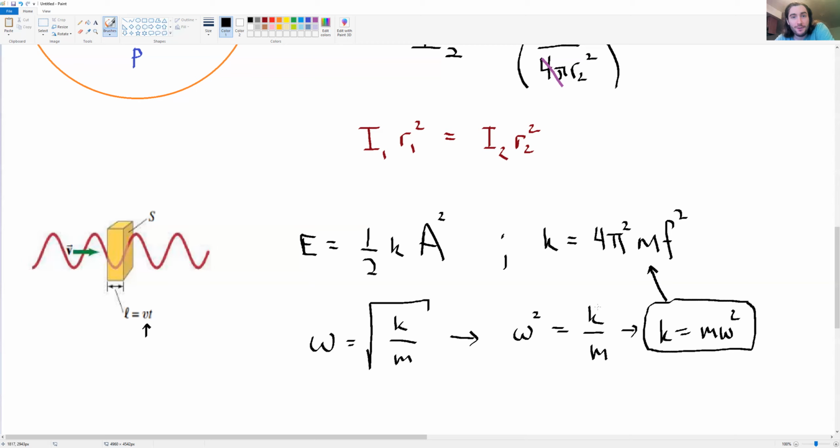The relationship here is, of course, coming from the definition of omega. Omega is 2 pi times the frequency. And if you remember, frequency is the number of cycles per second, right? So 1,000 hertz is a frequency. That means 1,000 repetitions in 1 second. So something happens 1,000 times in 1 second.